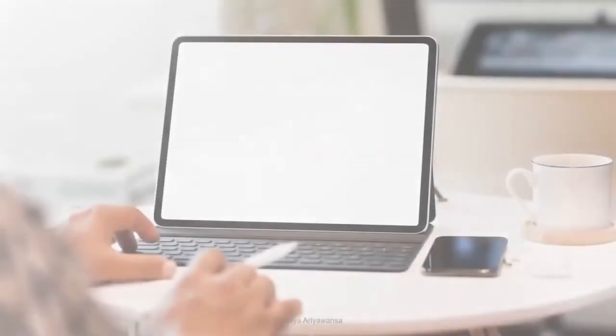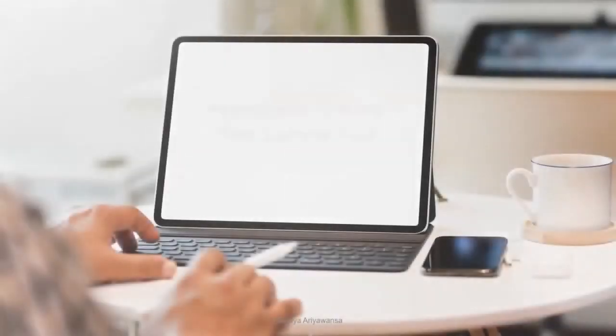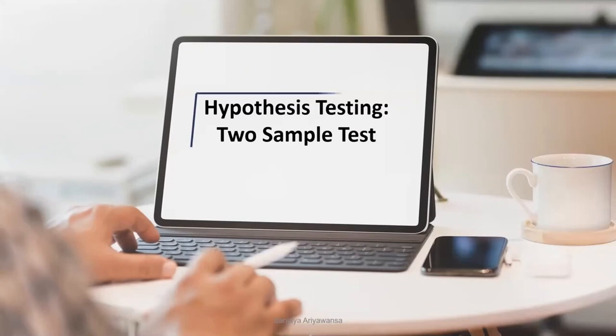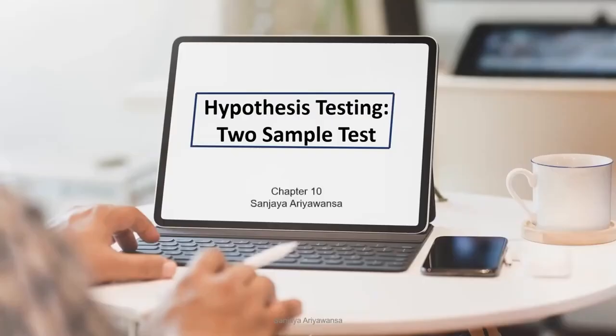Hello everyone and welcome to another lesson. In today's lesson, we'll be talking about hypothesis testing for two-sample tests. And this is chapter 10.